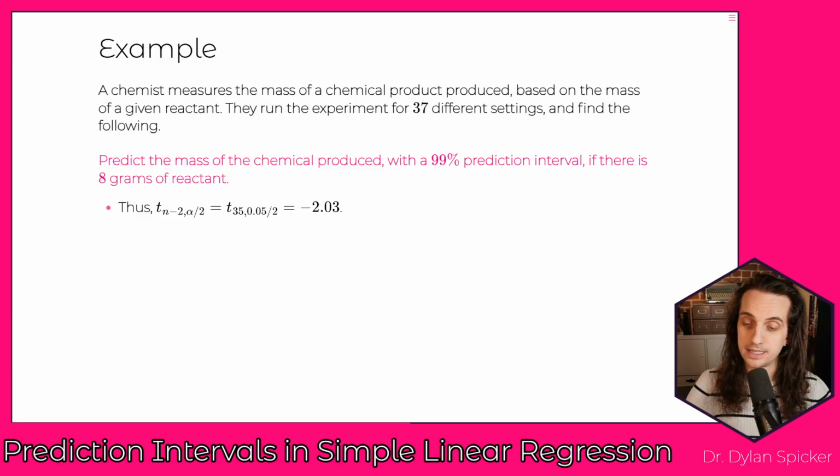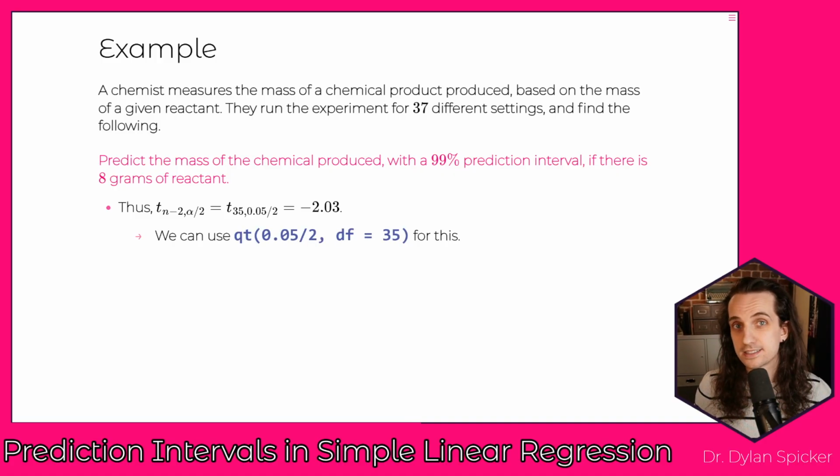So we can chug through and get this. The critical value we need is going to come from the Tn-2 distribution. That's a T35 distribution in this case. We want 0.05 over 2. Alpha is 0.05 here. And so that's going to give us 2.03, negative 2.03. We get this using the qt function in R. Qt, we plug in 0.05 over 2, degrees of freedom is going to be 35. That will give us our T critical value. That's going to spit out that 2.03.